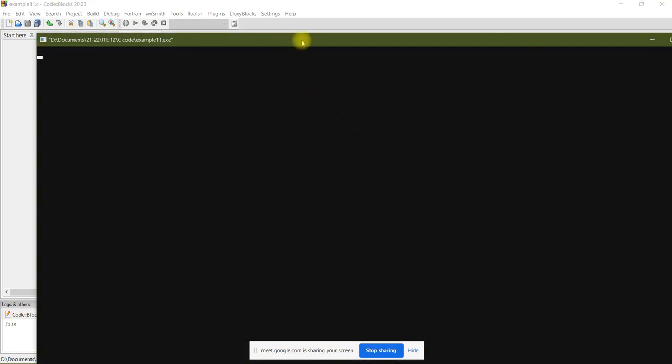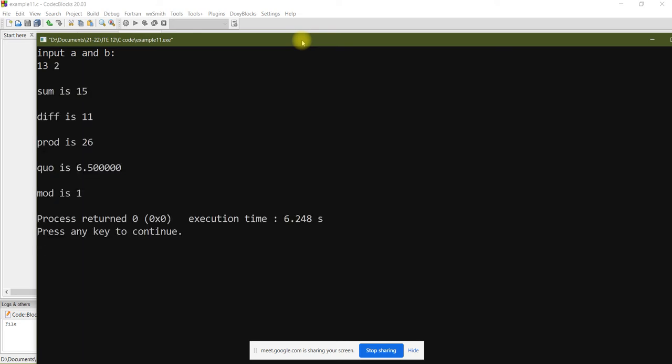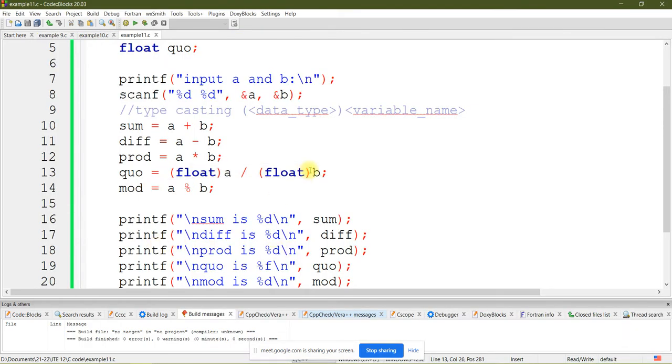So, when we run that, 13 and 2, the answer is already 6.5. Okay? So that's how it works, class. Now, you can also convert just one of them. This is the rule of thumb in C: if one variable in an operation is converted into float, and the others are integers, the answer automatically becomes float.